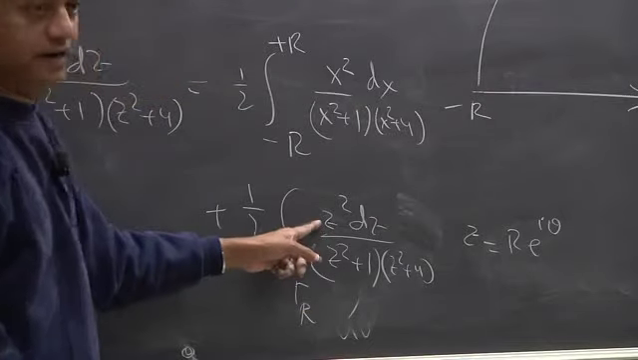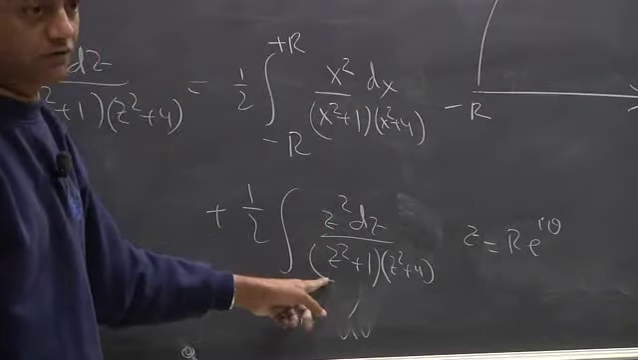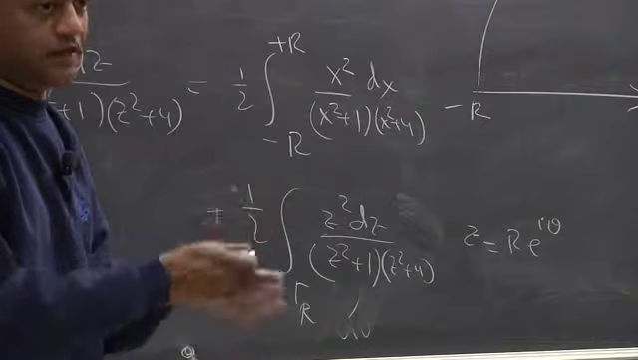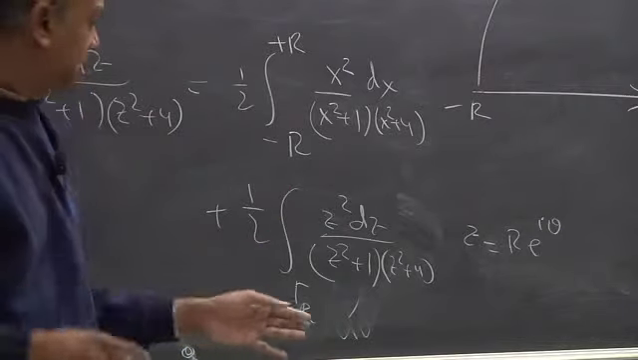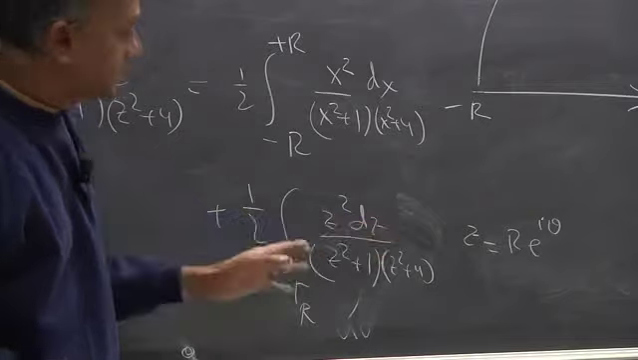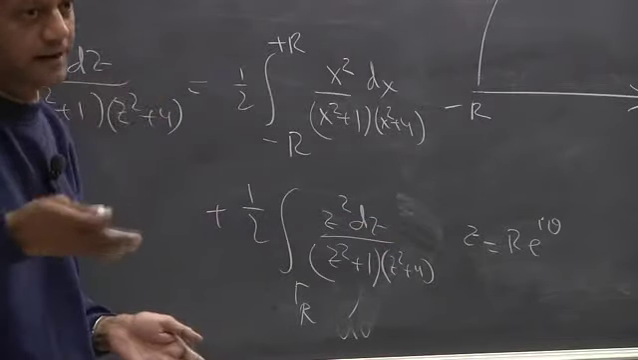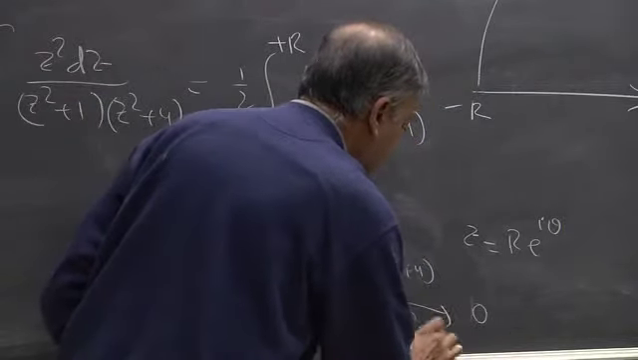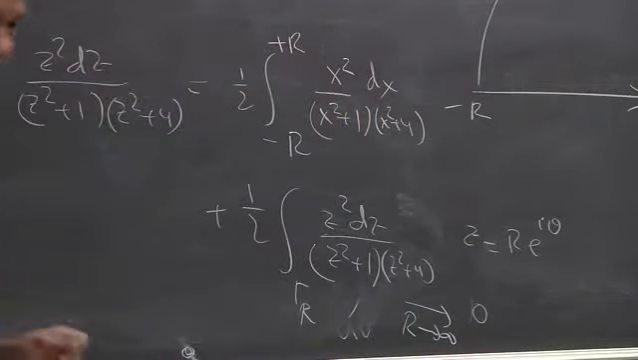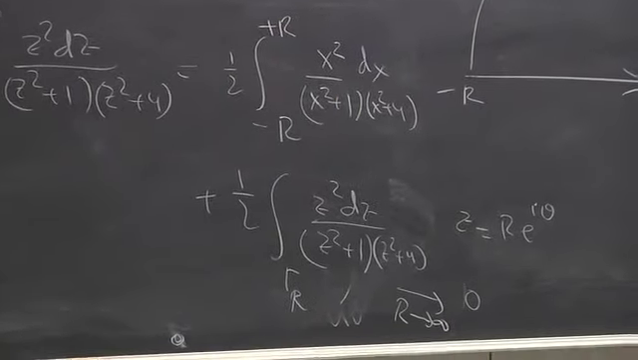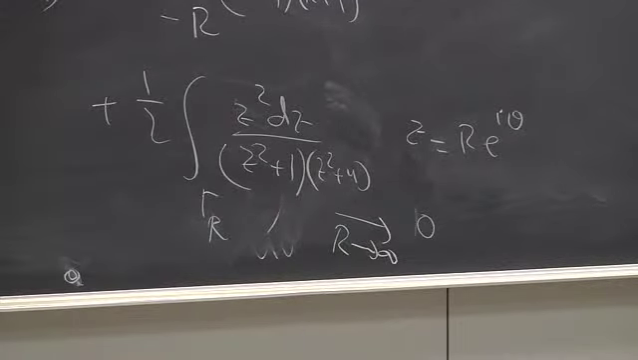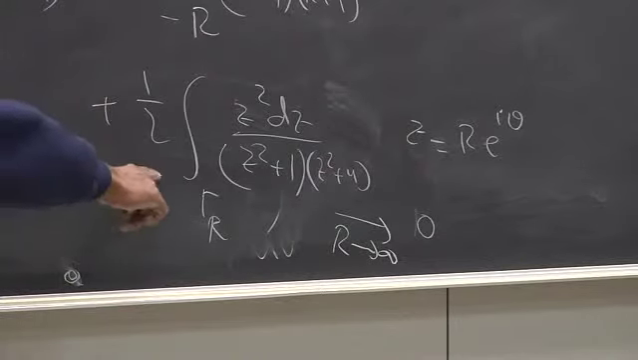I'm saying the numerator goes like capital R cube, denominator goes like capital R to the 4. So overall it goes like 1 over capital R times some finite number. But then in the capital R goes to infinity limit, it vanishes because it's 1 divided by capital R, right? So this vanishes as R goes to infinity. Okay. So therefore you see this integral, which is what we want to calculate, is in fact equal to this closed contour integral because this vanishes, right?